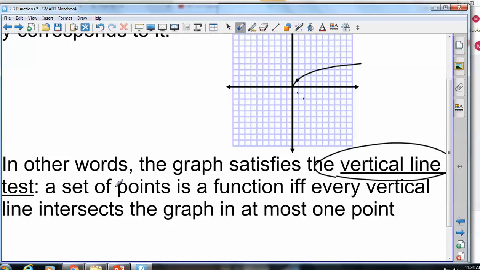In other words, if it's a function, it passes the vertical line test. That means any vertical line you draw will only hit your graph one time. If you can draw even one vertical line that would hit it more than once, then it is not a function.